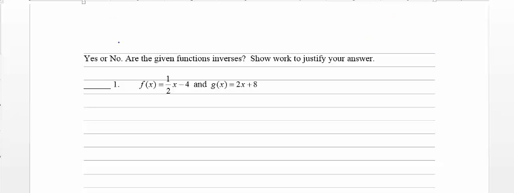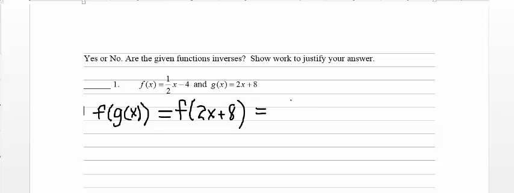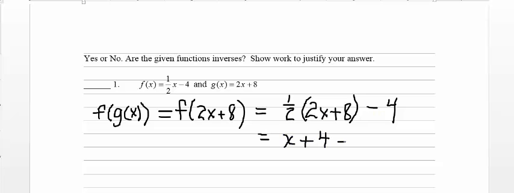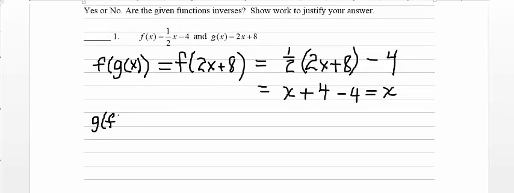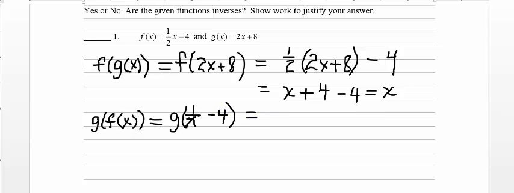So let's look at problem 1 on our worksheet. f of x is 1/2 x minus 4, and g of x is 2x plus 8. So I want to find f of g of x. Well, that means I'm putting 2x plus 8 into f. That means I'm multiplying 2x plus 8 by 1/2 and then subtracting 4. When I do that, I get x plus 4 minus 4, which is x. So there's a possibility these functions are inverses.